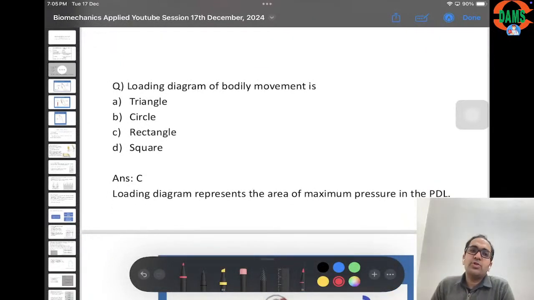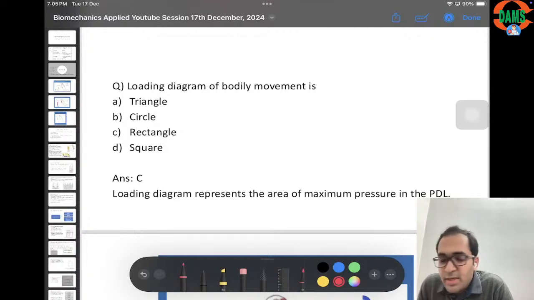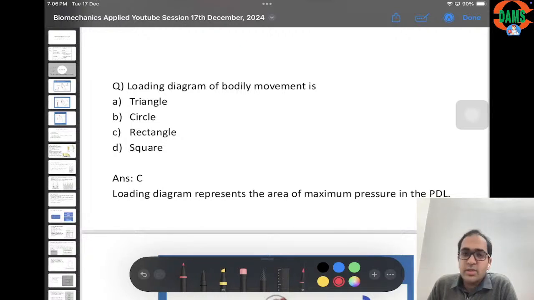So what kind of questions does your exam come up with? One type is that they directly ask you where is the center of rotation for such kind of movement. Next is this kind of question: the loading diagram of bodily movement is triangle, circle, rectangle or square. So what does it mean?